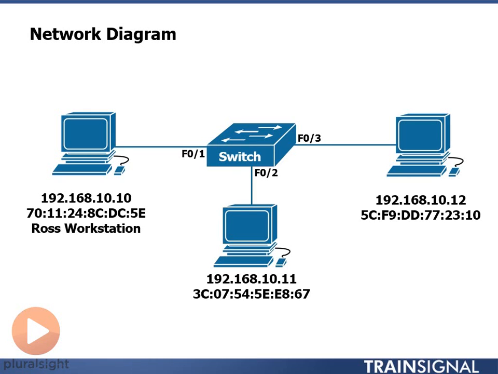All right, so what I've done is I've hooked up three devices here. I have 192.168.10.10, which is my workstation. The MAC address of my workstation is listed here, 7011248CDC5E. Device 2 here, 192.168.10.11. I've listed its MAC address here. And then the last device, 192.168.10.12, and I've listed its MAC address as well. We're going to find out that beyond the switch ports being in the up state and that the switch is a layer 2 device, the switch configures just like a router does.